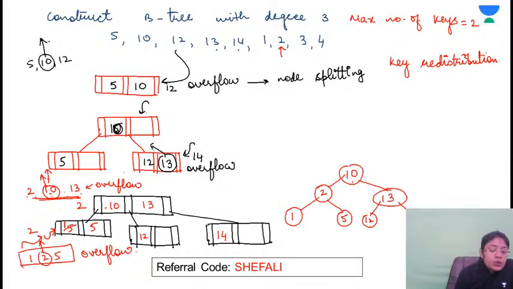2 is compared with the root node. It goes to the left. On the left side, already all the keys are full. So this is nothing but a case of overflow. 1, 2, 5. This is the ascending order.